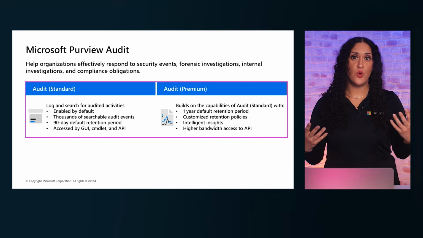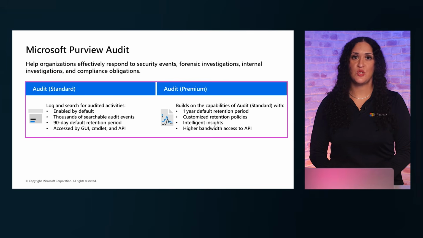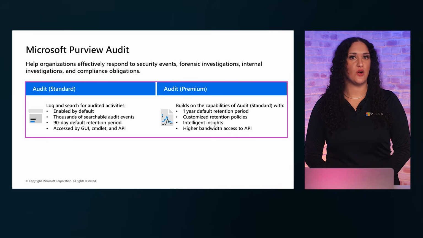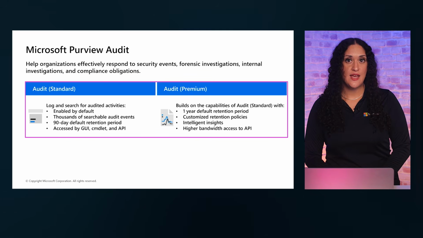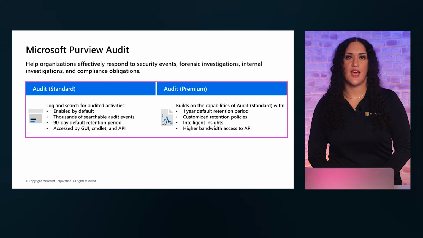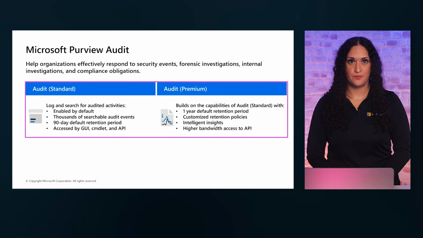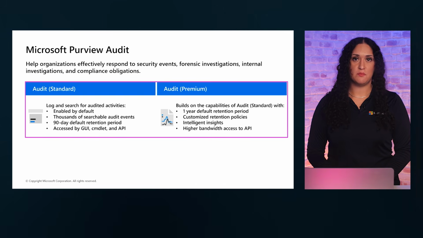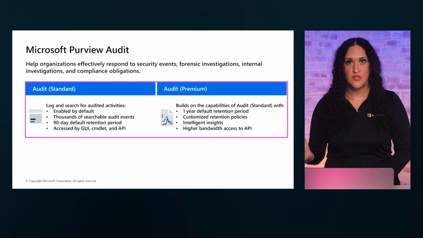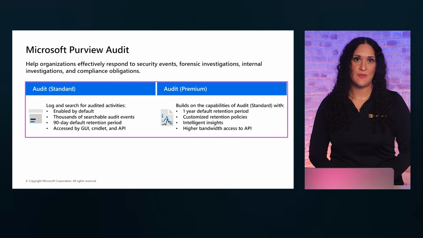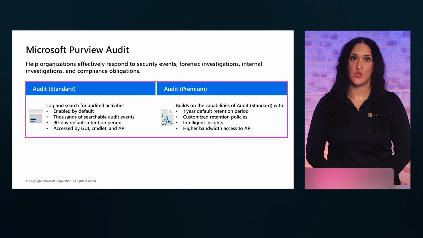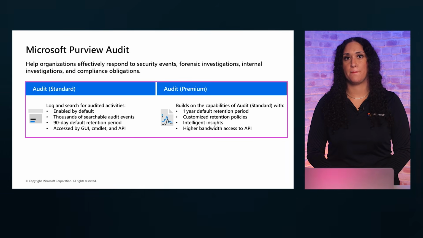Now, Microsoft Purview offers 2 audit options to match different organizational needs. Audit Standard is enabled by default for eligible subscriptions and provides searchable audit records retained for 90 days, supporting your everyday forensic and compliance investigations. Audit Premium builds on this by offering longer retention, customized retention policies, and intelligence insights, along with higher bandwidth access to audit logs through APIs.